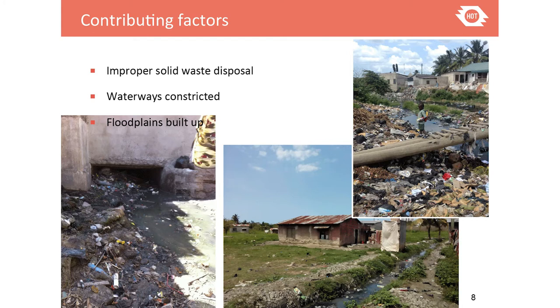Most of the contributing factors to these problems are mainly due to improper solid waste management. You find people just dumping waste materials within the drains and channels. So when it rains, water is blocked, then spreads to people's residences. Waterways are constricted. People are building and narrowing the waterways, making them vulnerable to spreading water, and then floods, as well as floodplains being built up. Most of the river valleys have been built up, so when it rains and floods, it causes these buildings to get flooded and affects the people around.